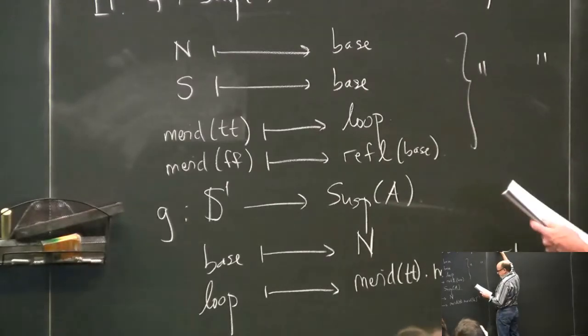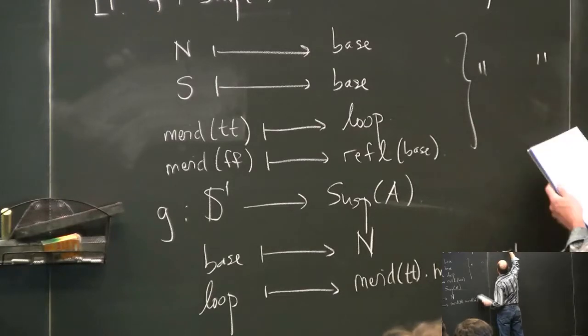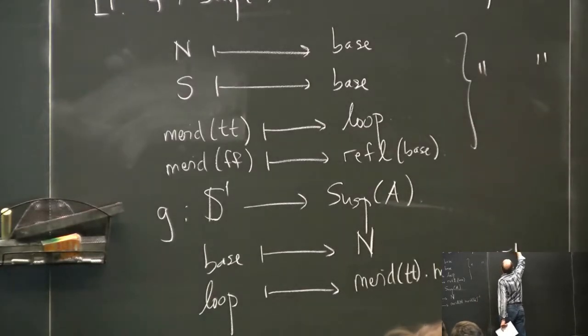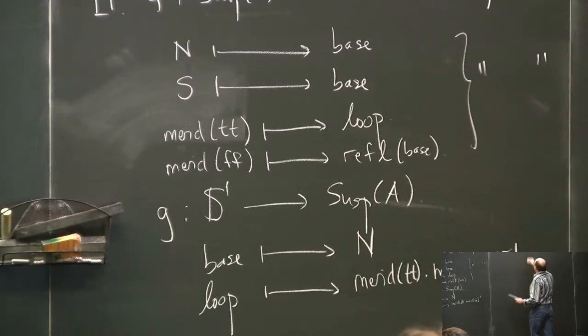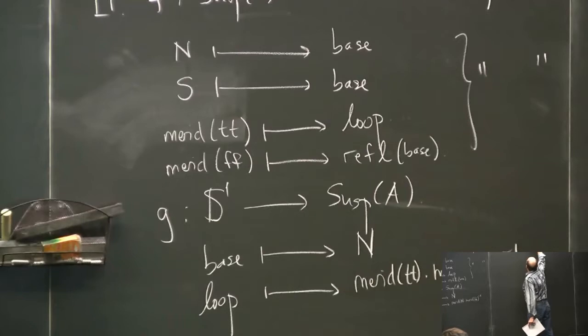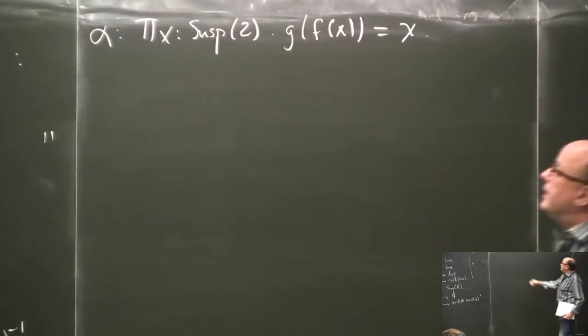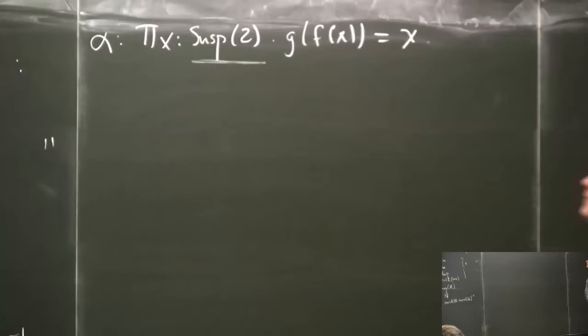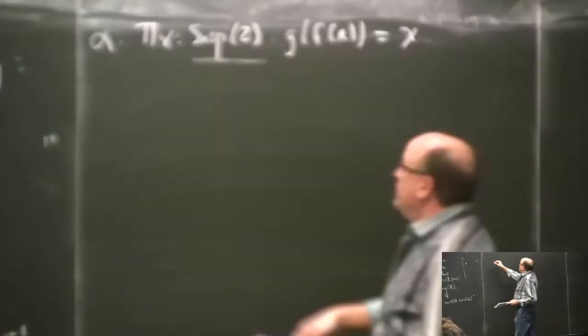So what we need is an alpha, which says for every x in the suspension of 2, that's what we're working with here, the suspension of 2. Of course, I want to show you that g of f of x is equal to x. Okay, so we do that. So what do we do here? Well, we're going to do an induction on x that is given by the induction principle that we sent over here. So what are my possibilities?